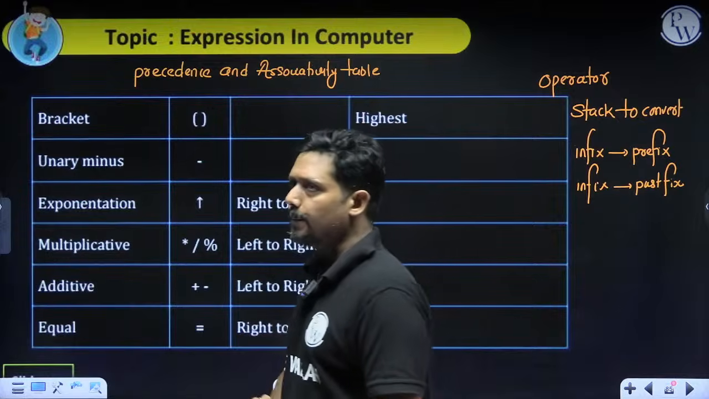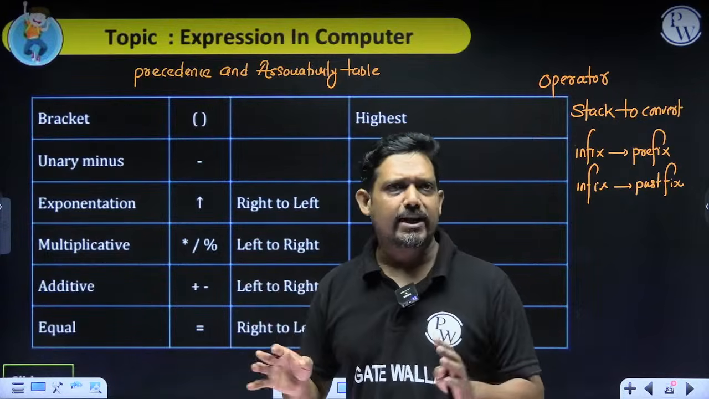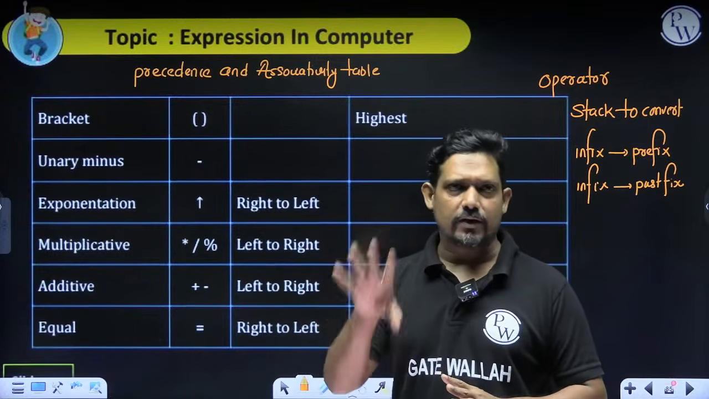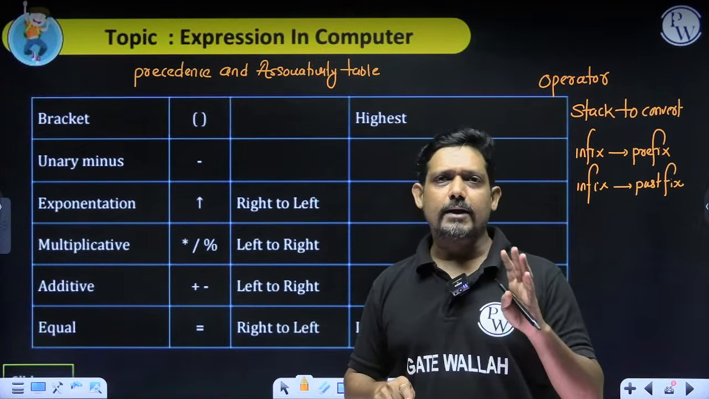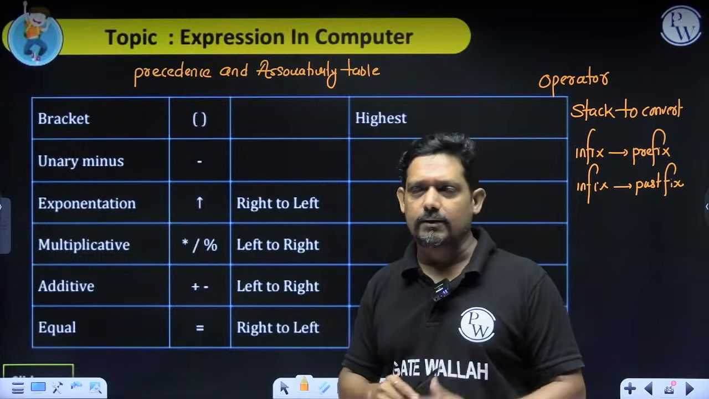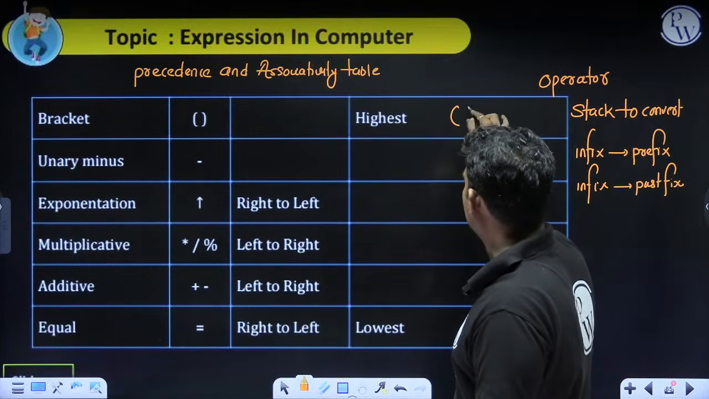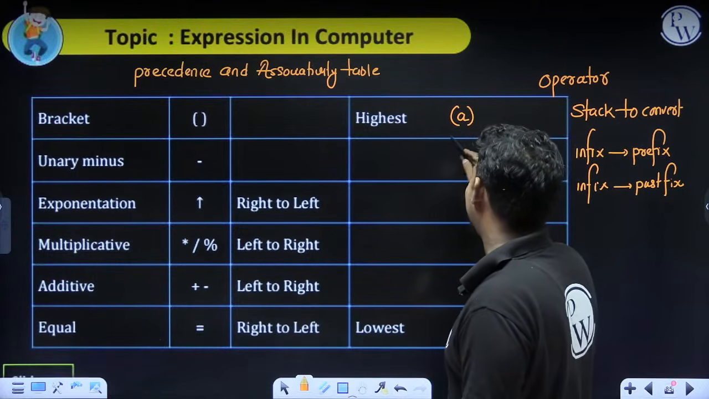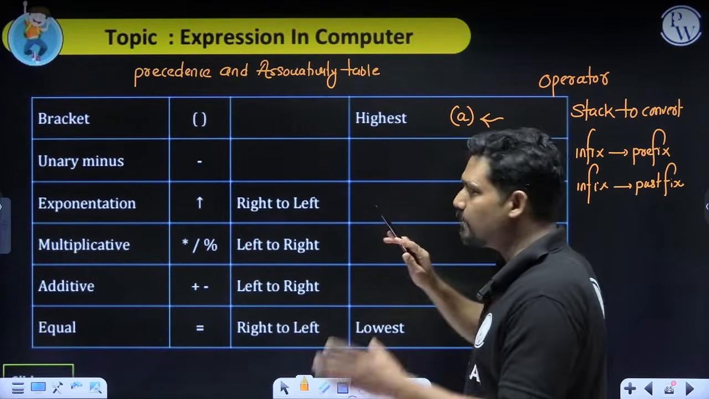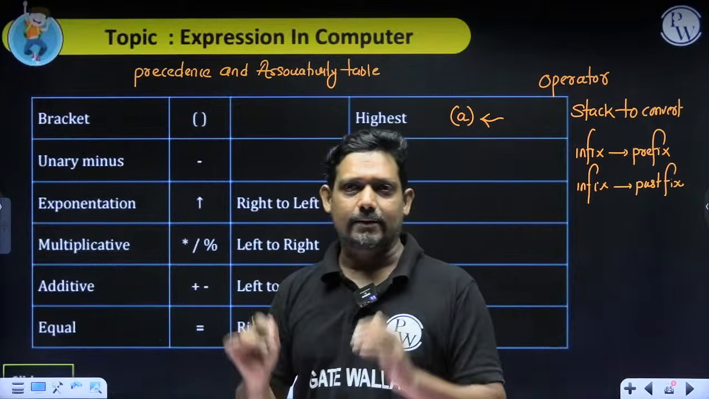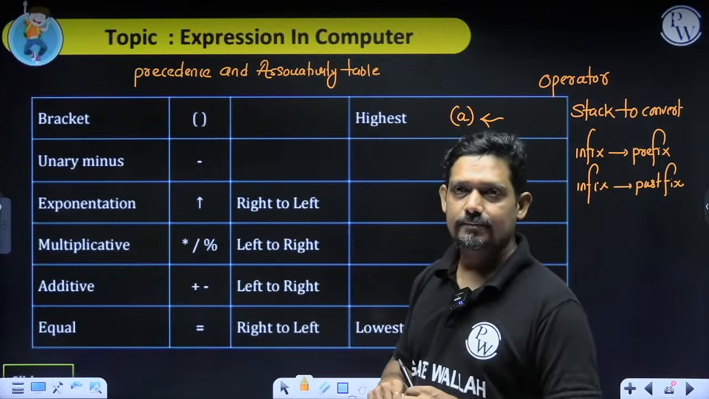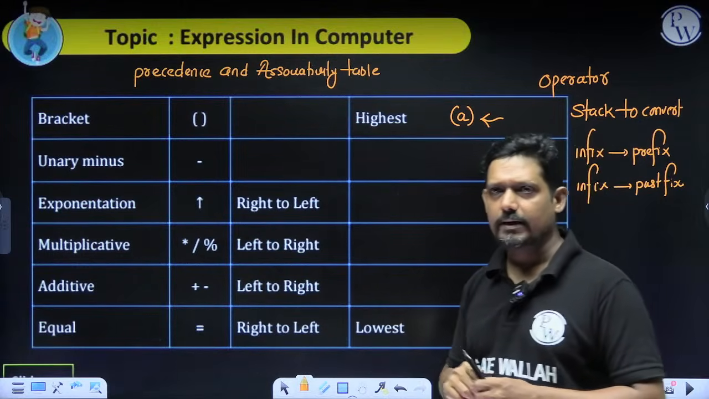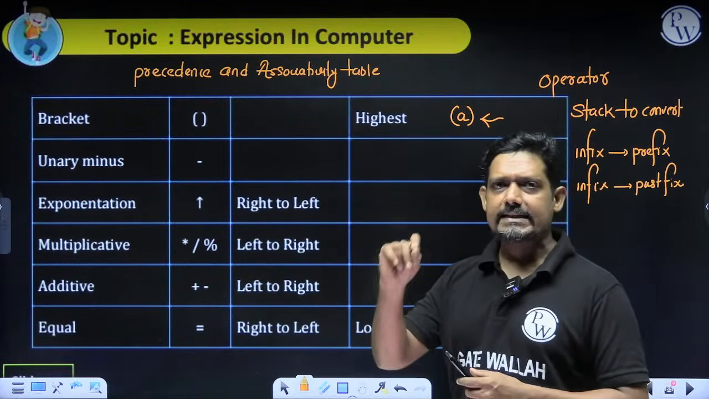Specifically, if you have an expression in brackets, it has to be evaluated first. One time a student asked me, if I have an expression like this, how should I write the prefix and postfix of this bracket? Because it has to be maintained in the same order.